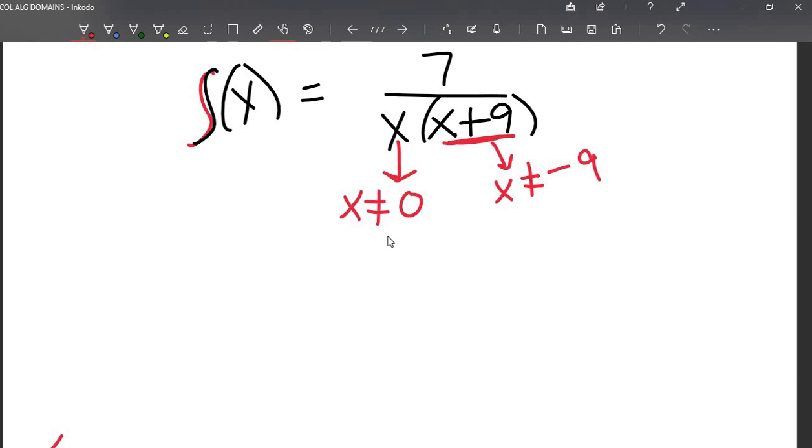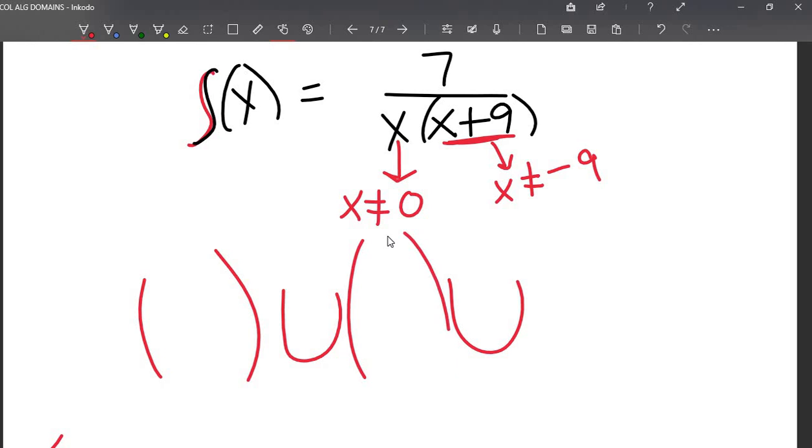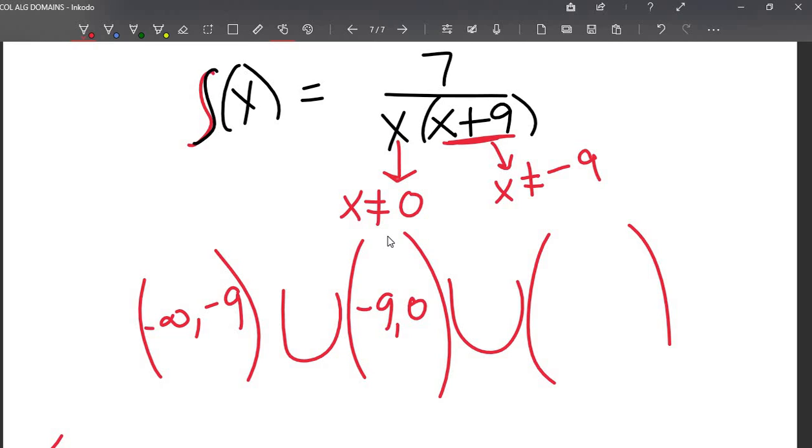I've got my 2 answers. I'm going to have 2 union symbols, 3 sets of parentheses. All right, so negative infinity on the left and the smallest number. Both numbers go in the middle, and then the biggest number's on the right with the infinity symbol.